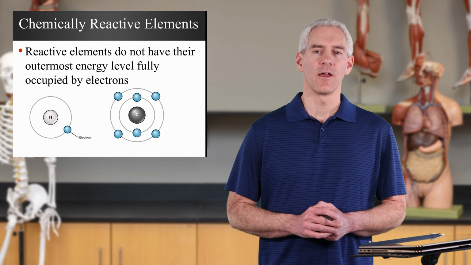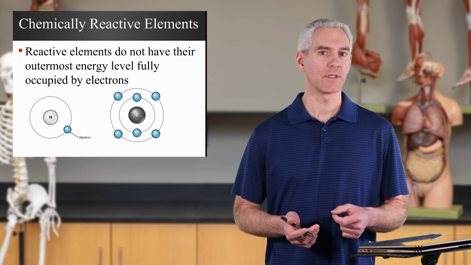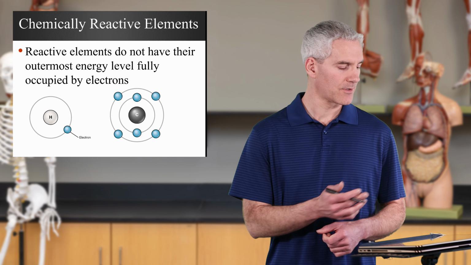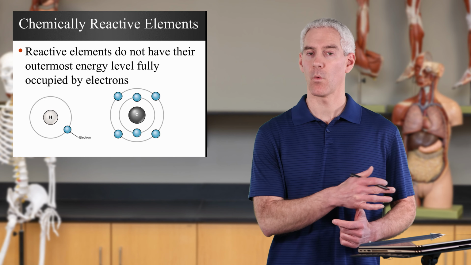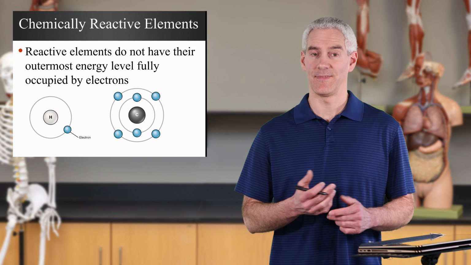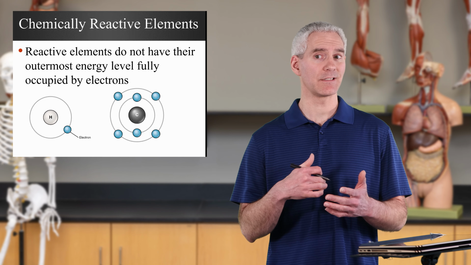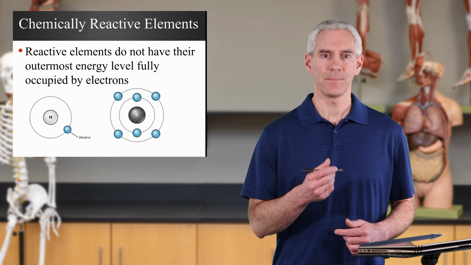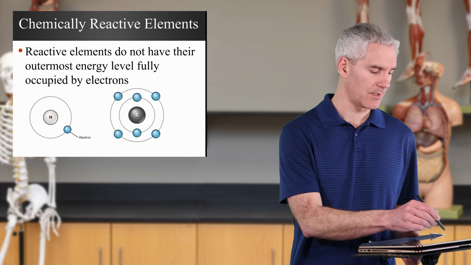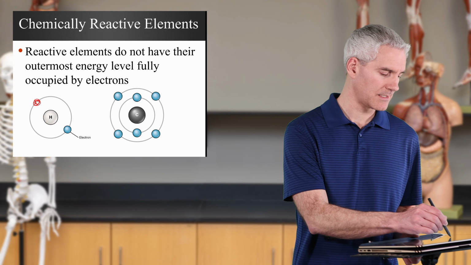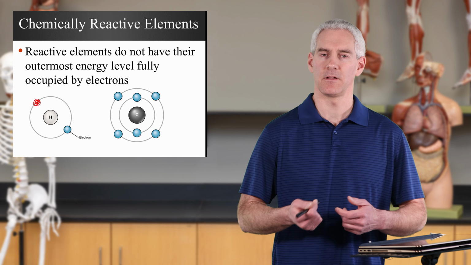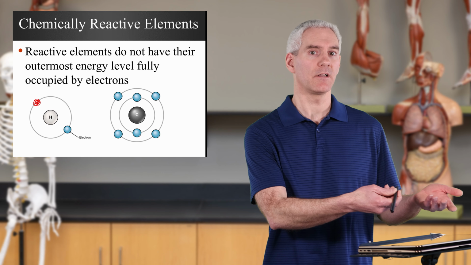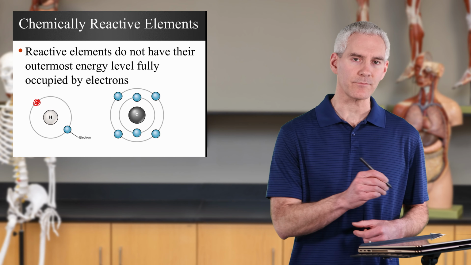But the reactive elements are ones that don't have full valence shells. For example, here you have hydrogen, 1 electron. In this case, hydrogen wants to either gain, or get rid of, or share, something wants to happen. Because to make this chemically inert, you would need to add a second electron to fill up that shell. So somehow you either need to fill or empty that shell.